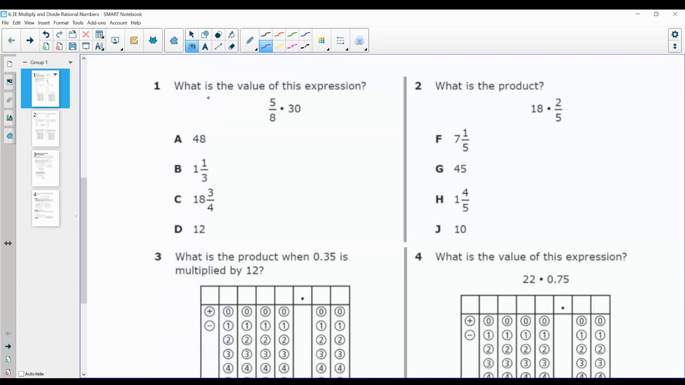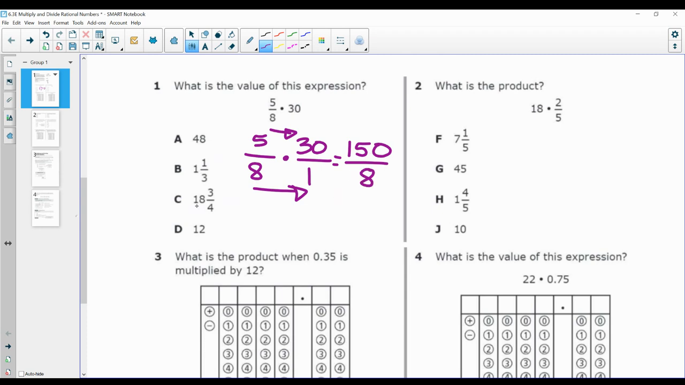For the first question, it says, what is the value of this expression? 5/8 times 30. So the first thing you're going to do is multiply 5/8 times 30 over 1. You can reduce going this way, simplify the numbers, and if you don't remember, you can just multiply going across. So you would have to multiply 5 times 30, which is 150, and 8 times 1, it's 8.